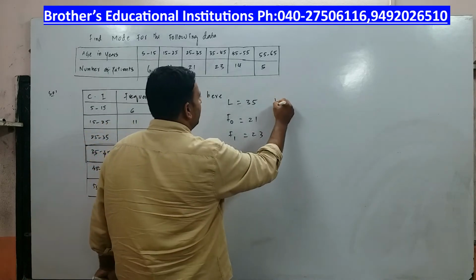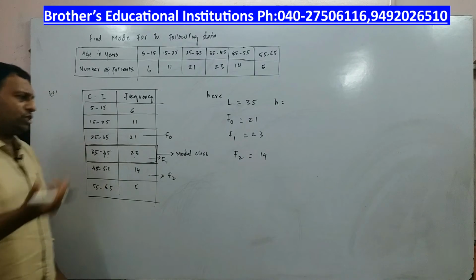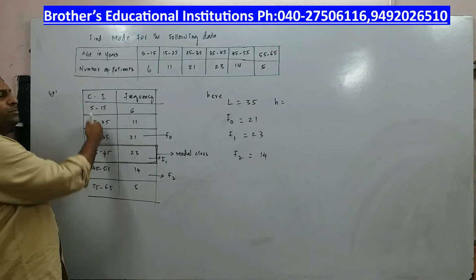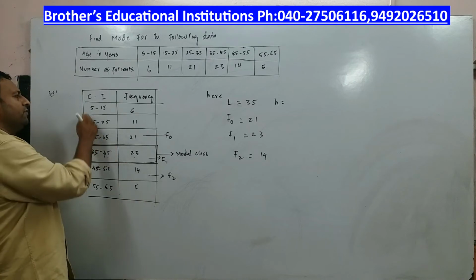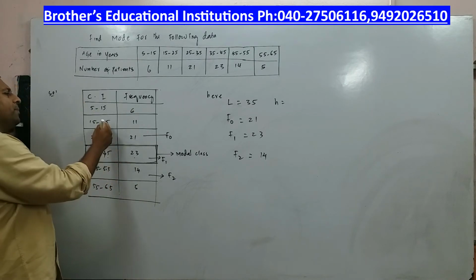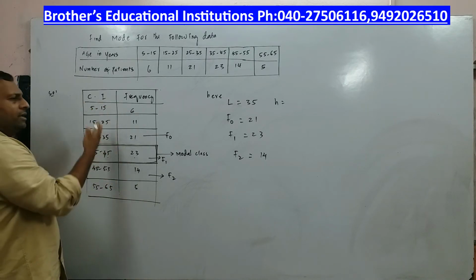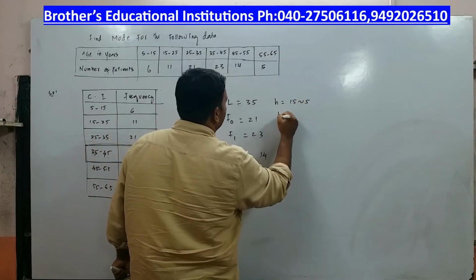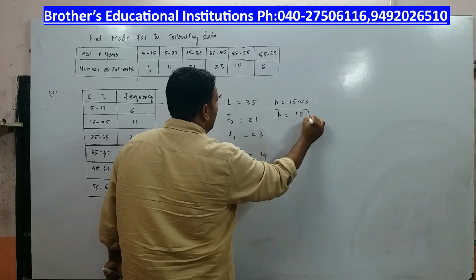Now apart from that, there is something we need to calculate called H. H is called the width of the class. And how do you calculate the width of the class? Either you take the difference between two successive lower limits, that is 15 and 5, or you take the difference between two upper limits, that is 25 and 15. Always the difference is how much? 15 minus 5. So H is equal to how much? 10. So the width of the class is equal to 10.